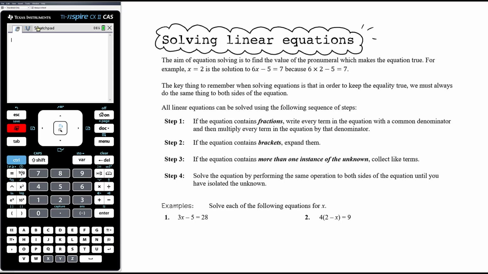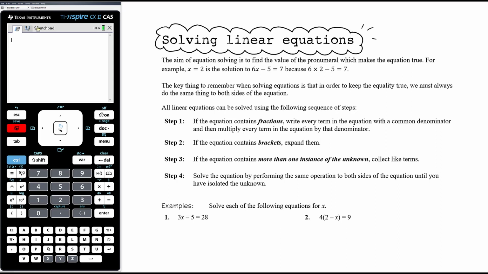I know it sounds really simple, but the number of times that you will inadvertently, without thinking about it, not actually do the same thing to both sides or the same thing to everything in the equation will be quite frequent. Okay, so all linear equations can be solved using the following sequence of steps, and I'm not saying that this is the only way that you can do it, but I encourage you to be a bit systematic about how you go about equation solving, particularly once the equations start to get a bit complicated.